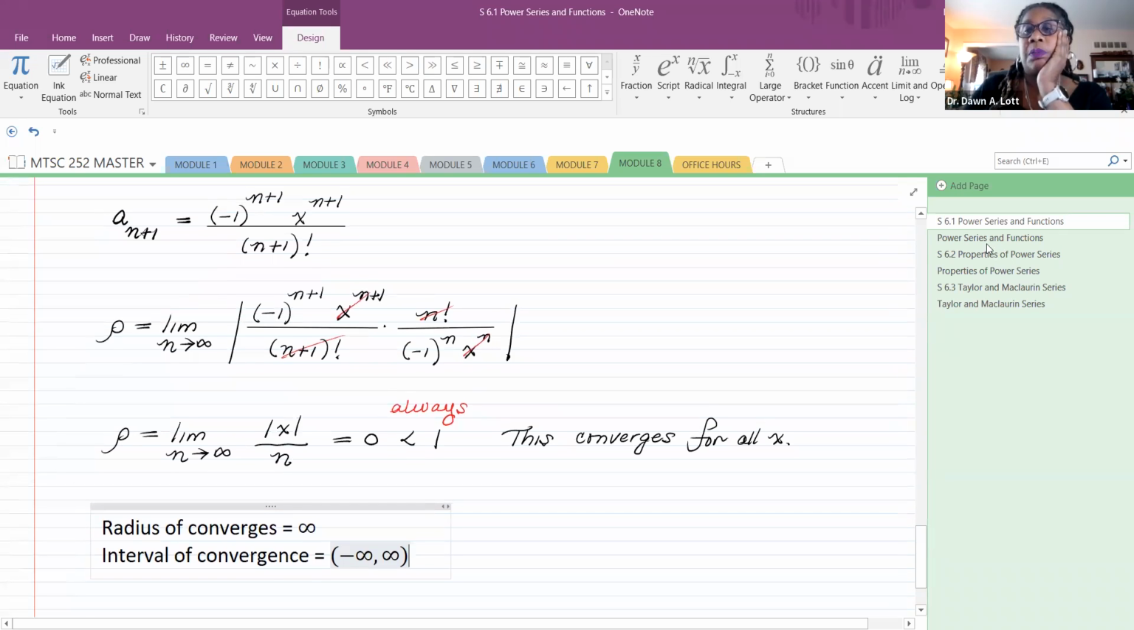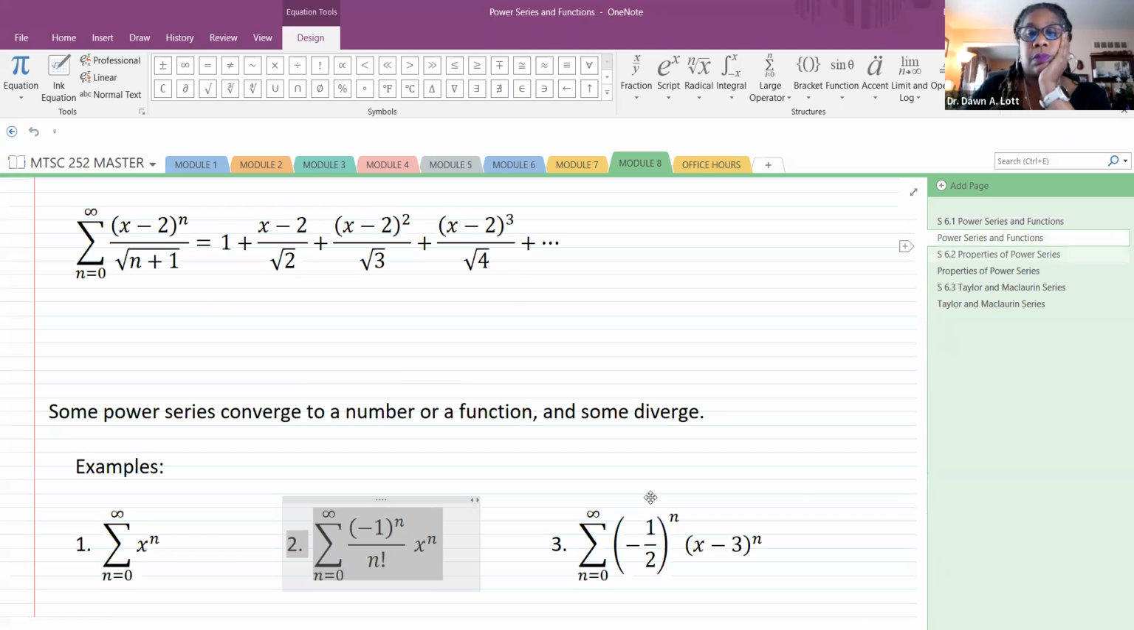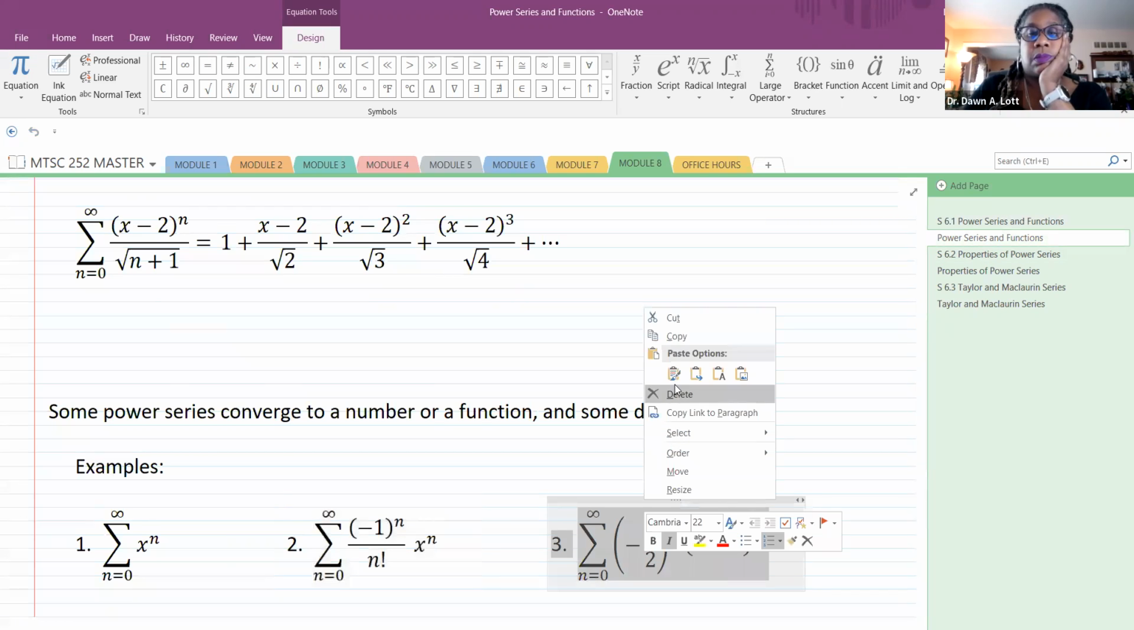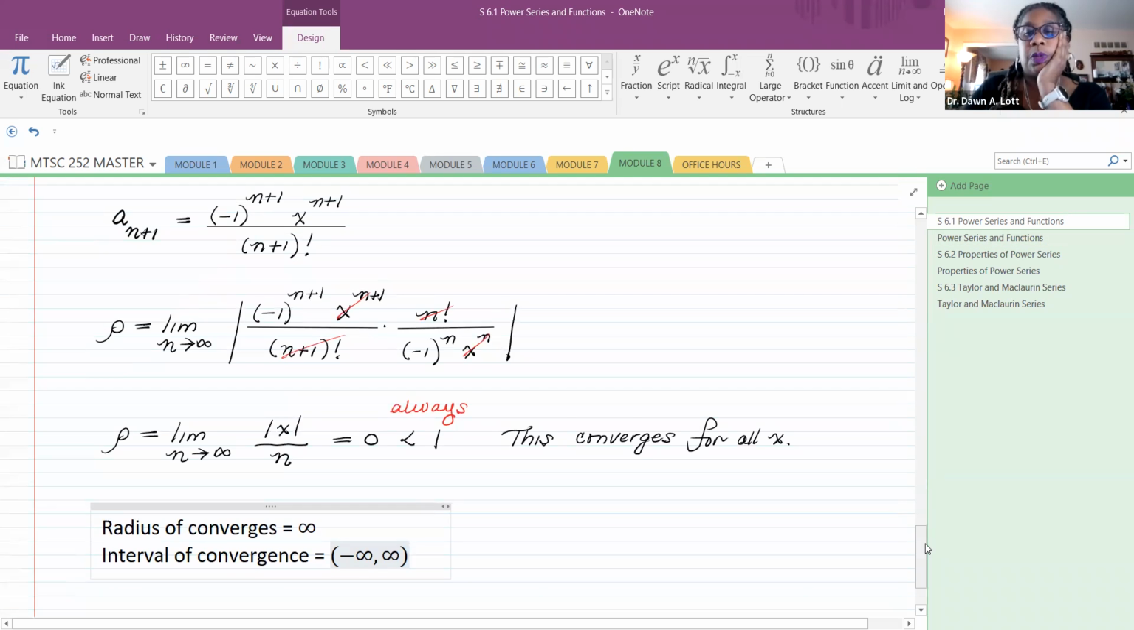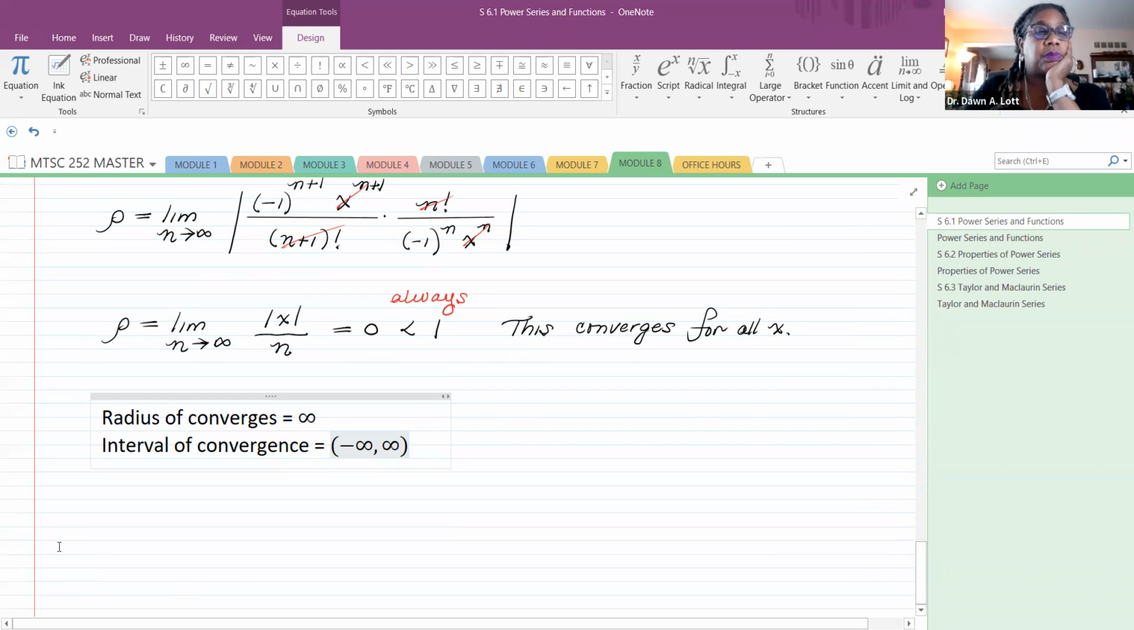Our next one is the most fun. Well, actually, the next two are the most fun. I think they're awesome.